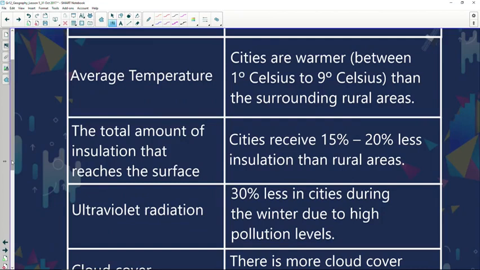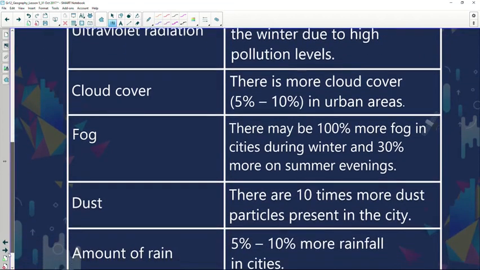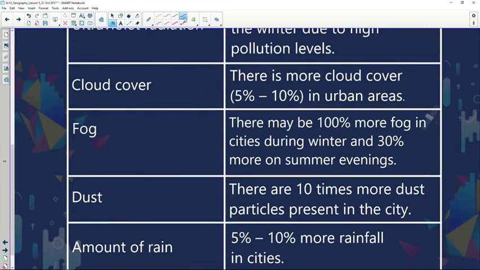The ultraviolet radiation, it's less. They tell us why, because during winter, especially, of the high pollution levels. We looked at the pollution domes, for instance. The pollution domes we're going to discuss in a couple of slides even further. Cloud cover is actually more in urban areas than in rural areas. And I want to go to this last one that goes hand in hand with the cloud cover.